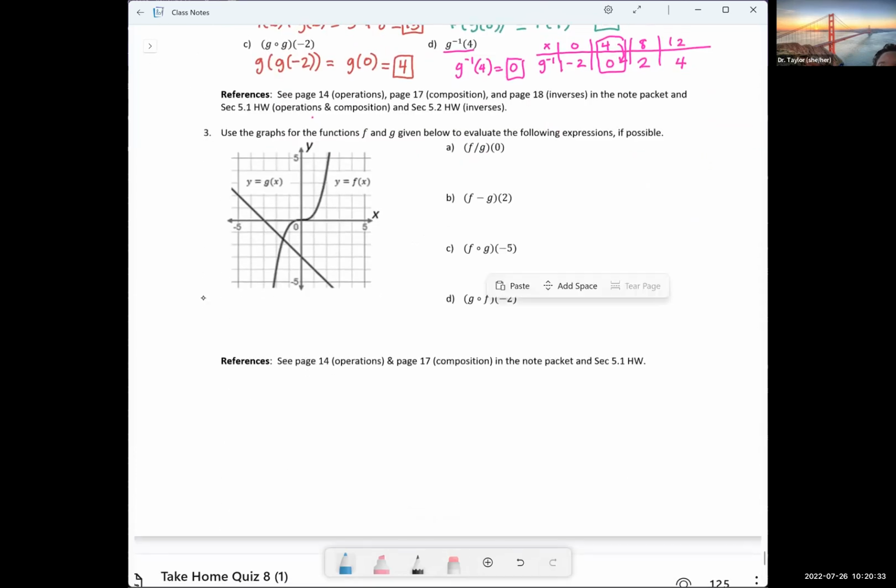Moving on. F divided by G of 0. That means we're going to do F of 0 divided by G of 0. F of 0 is 0. G of 0 is -3. 0 divided by anything is still 0.